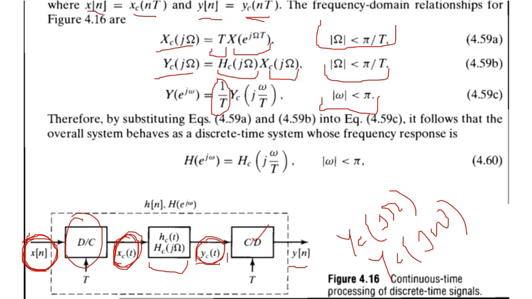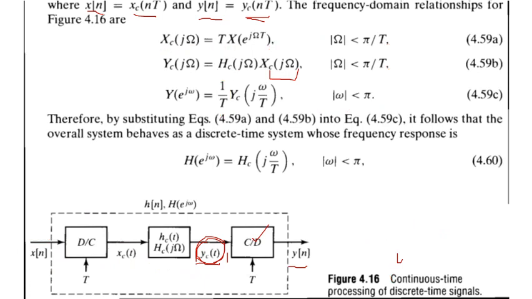So now let me rub this whole thing out. Now I have the equation for how I can find it. We know that Yc j omega is this thing, just substitute it here, and we know Xc j omega is this thing. So if you put Xc j omega here and Yc j omega here, we get the output Y e raised to the power j omega, which is written below.